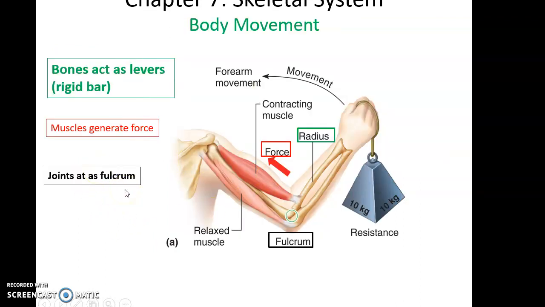Body movements. All right, bones, as we know, are the rigid rods that muscles act on to cause movement to occur. So bones act as levers. The muscles, when they contract, generate force, pulling on the bones, causing movement at joints. Joints could be thought of as the fulcrum. So joints are the fulcrum. Muscles generate the force or work, and bones act as the levers that allow for movement so that we can, say, lift something heavy.